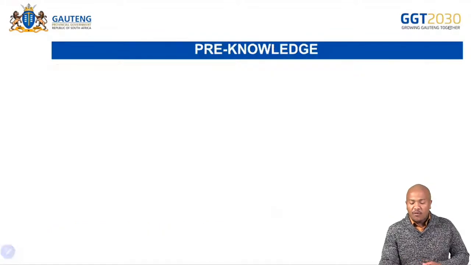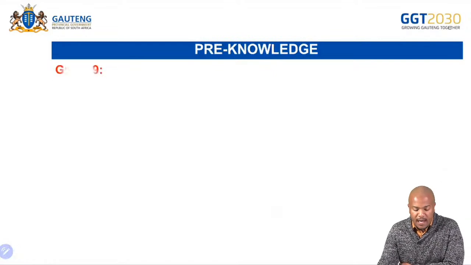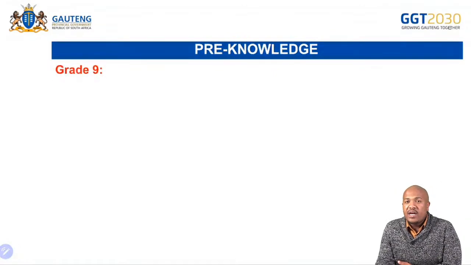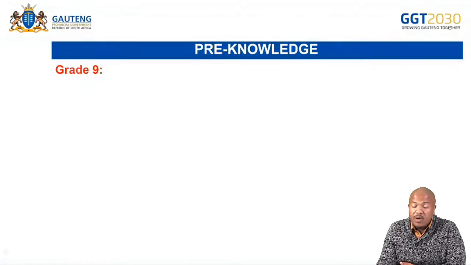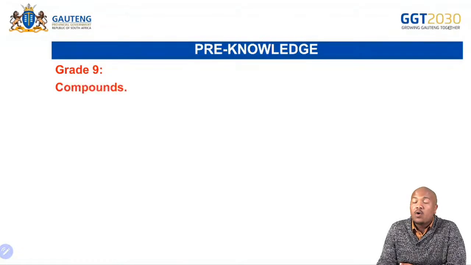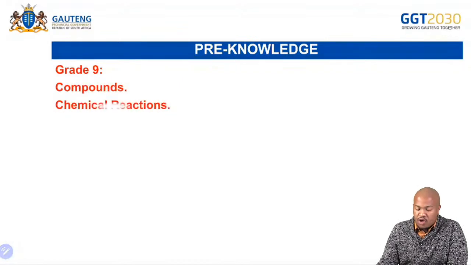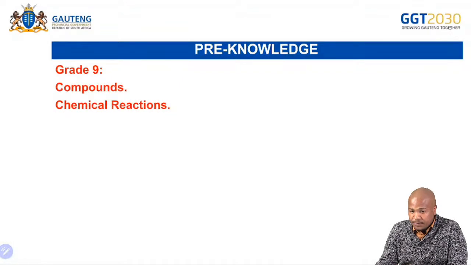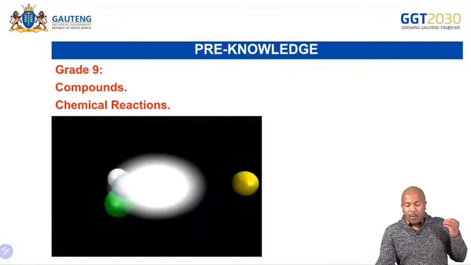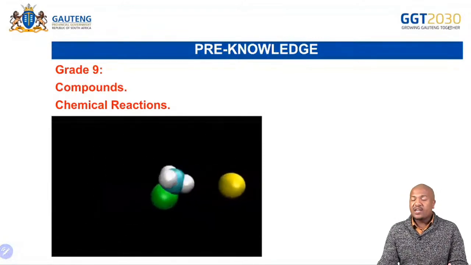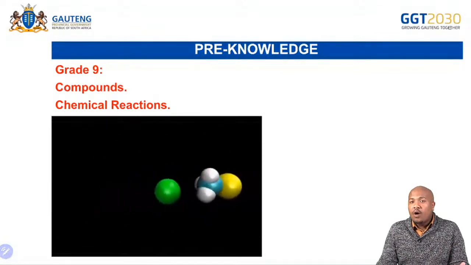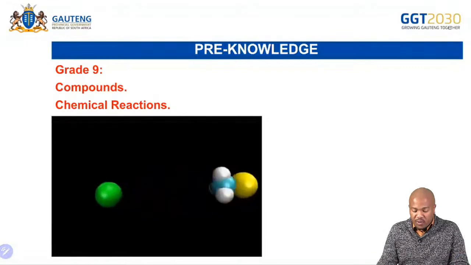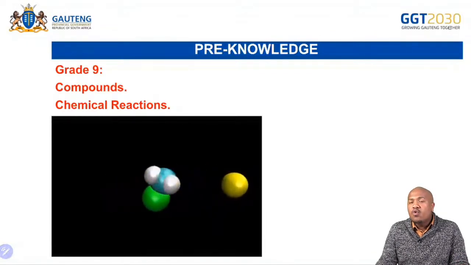Now let's move on to our pre-knowledge. In grade 9, in the previous topics, we have discussed the topic of compounds. We said that compounds are made up of two or more different elements that are chemically bonded in a fixed ratio. We then talked about chemical reactions. So in a chemical reaction, you have two or more compounds chemically bonding with each other to form new compounds, right?